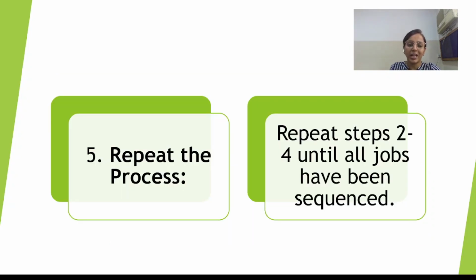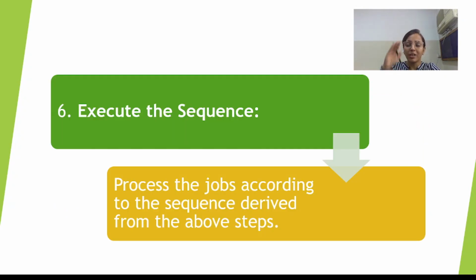Now coming to the fifth step, which is to repeat this process. You have to repeat until all the jobs have been sequenced in a proper way, right? The last step is that when you have found the sequence, then you execute that sequence. You have to process your jobs according to the sequence derived from the above steps.